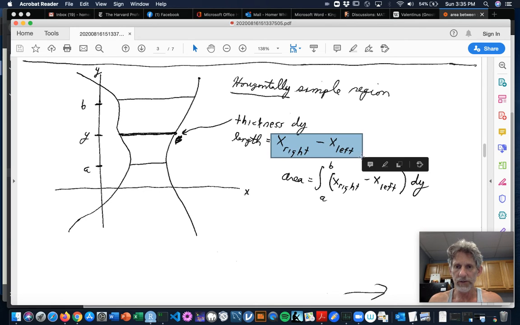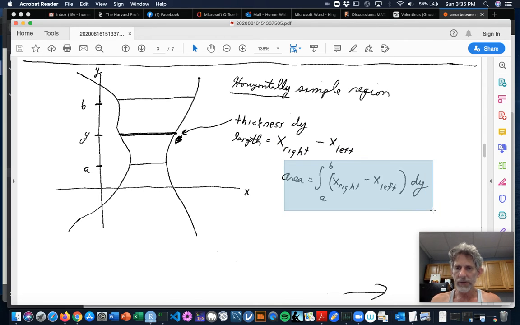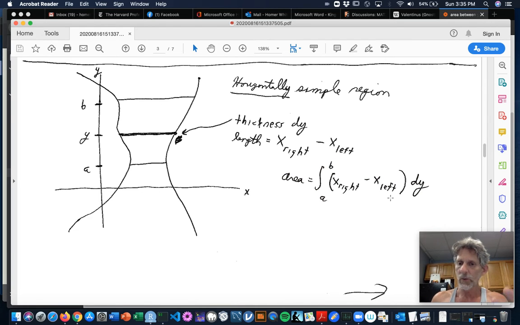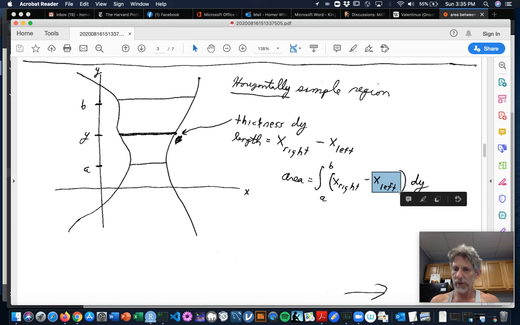That'll be the length. And so our area formula could be summing up, from y is a to y is b, the little areas of these little skinny horizontal rectangles. Just make sure when you implement this, and we'll have a chance to do some examples, that x right is going to have to be expressed in terms of y, the y level. And x left is going to have to be expressed in terms of the y level, because now the variable of integration is y.